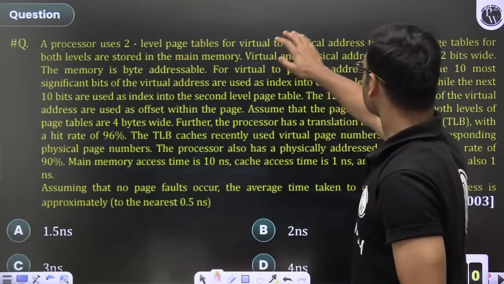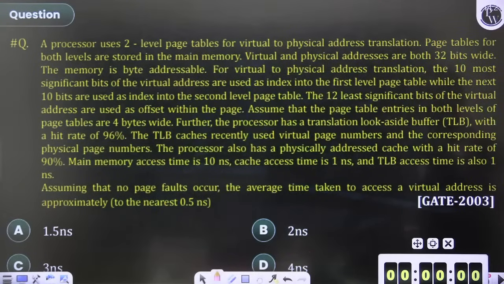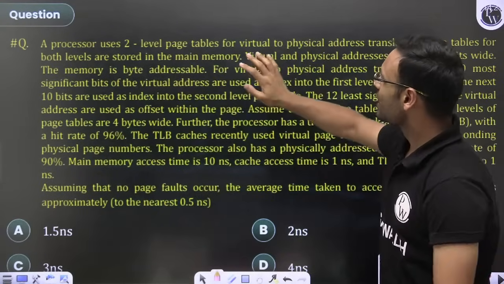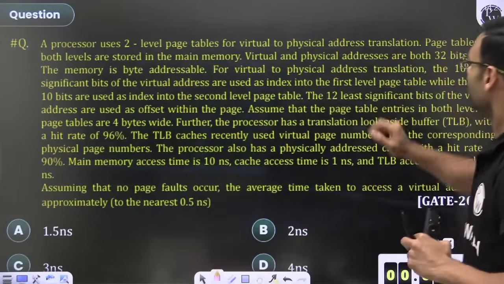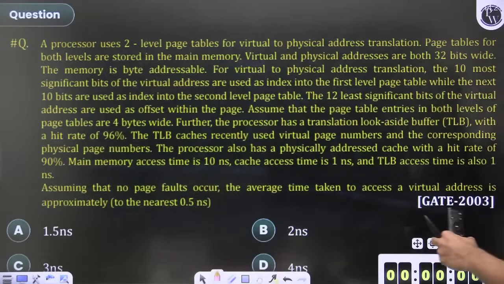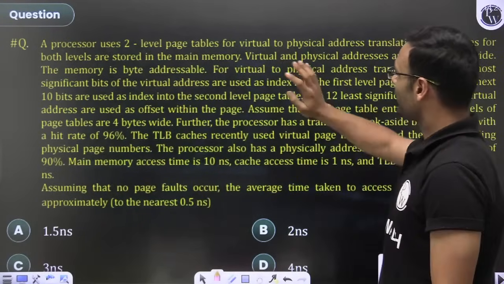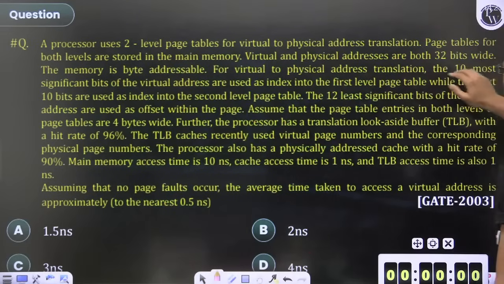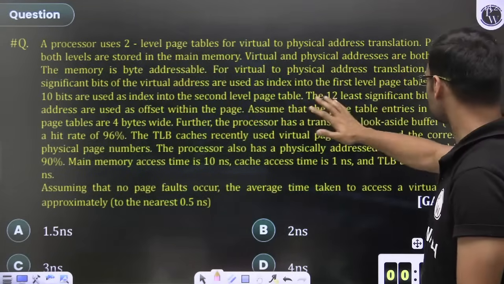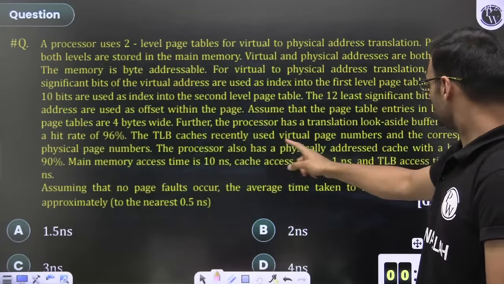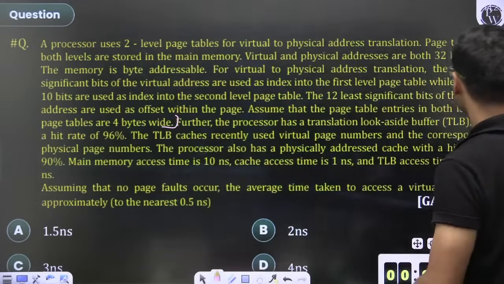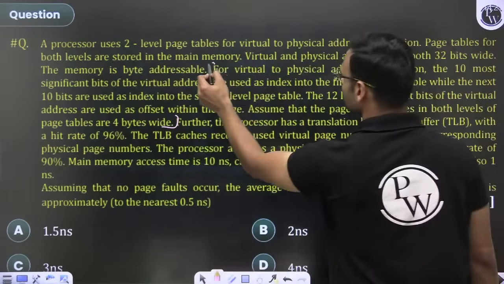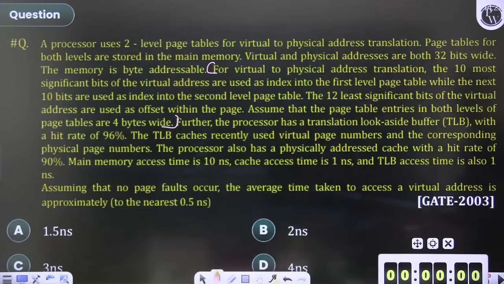Two level page table for virtual to physical address translation. Page tables for both levels are stored in main memory. Virtual and physical addresses both have 32 bits. Main memory is byte addressable. Virtual to physical address translation is 10 bits based. I don't need this part for this specific question.